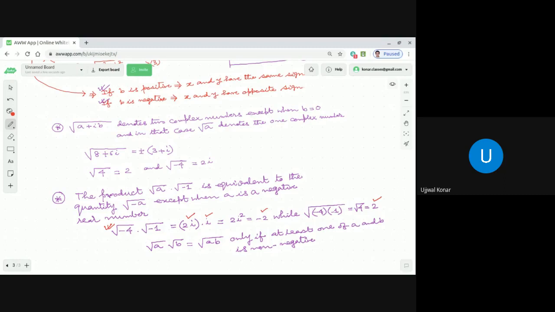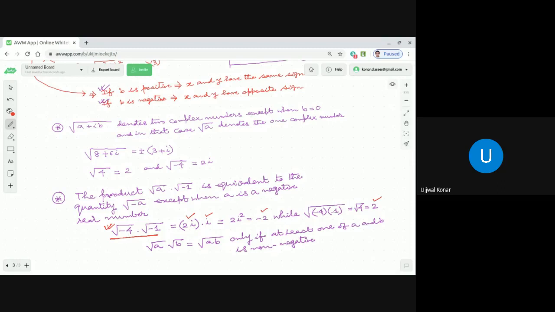Correct now? So, for example, here you see square root of minus 4 into square root of minus 1 should be equal to square root of minus 4 into minus 1 only if at least one of them is non-negative, which is not the case here. You get different values for them. Exactly, so that is from the definition. Is it clear, dear Sagnik? Yes, sir. Okay.